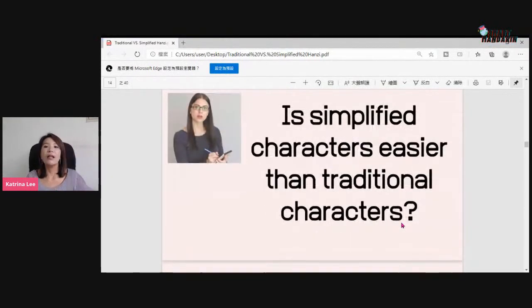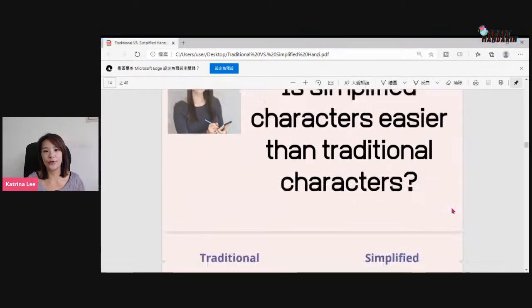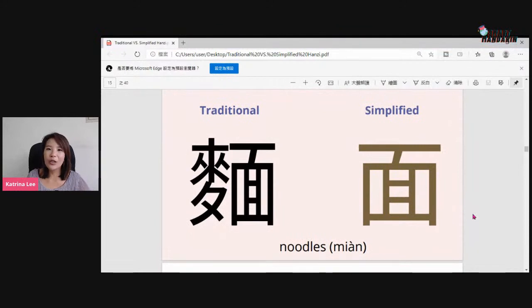All right. Now let's move on to talk about, is the simplified character easier than the traditional character? I want to give you a real-life example. Let's take a look at this character. Noodles, mian. This is a very important character, a word and also a character, because people eat noodles all the time. And when you go to the restaurant, you have to order noodles, right?